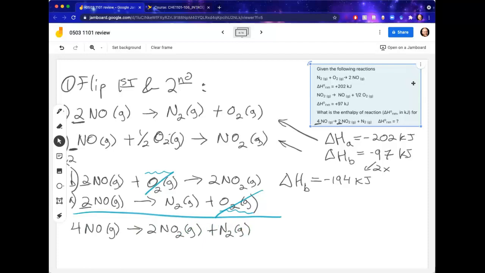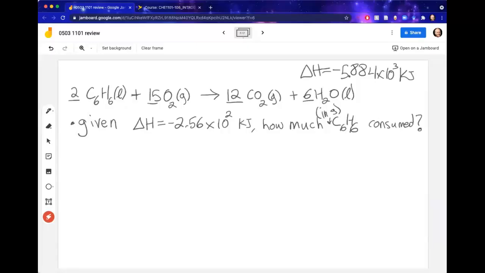And now we need to add these things together. Delta HA plus delta HB, negative 396. I believe this is the correct answer. I'm going to go ahead and stop recording and then we can open up for some more questions.